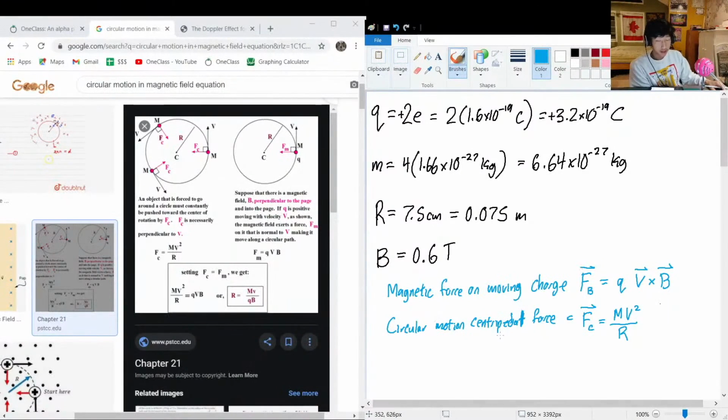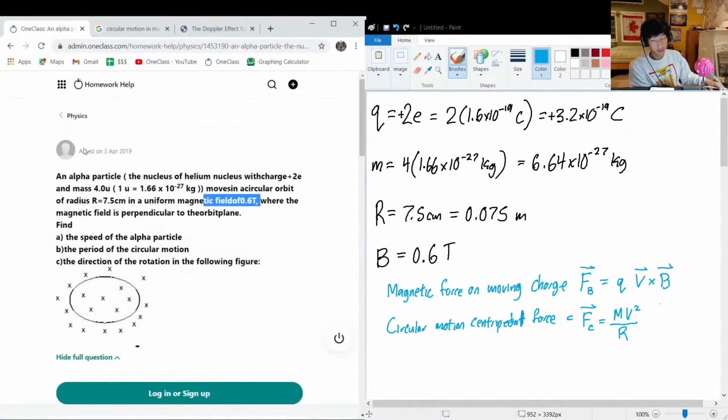Yeah, so knowing these, we can solve for B, and once we solve for B, we can solve for v, and then we pretty much can solve the whole thing. So that's the speed of the alpha particle. We know that the magnetic force on a moving charge, any charge that moves in a constant magnetic field, is going to move in a circular path. And the magnetic force is going to be equal to the centripetal force.